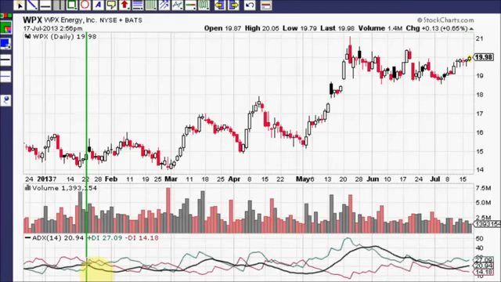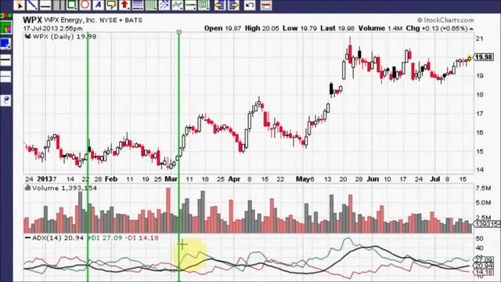Here's the first one, right about there. Didn't work so good. The next instance is right here. The green DI plus is below the red DI minus, and it crosses up through it right here. That's a buy signal. Let me move that a little bit to the left, where the actual crossover is, right there. And the stock went up very nicely from about $15 to $17.